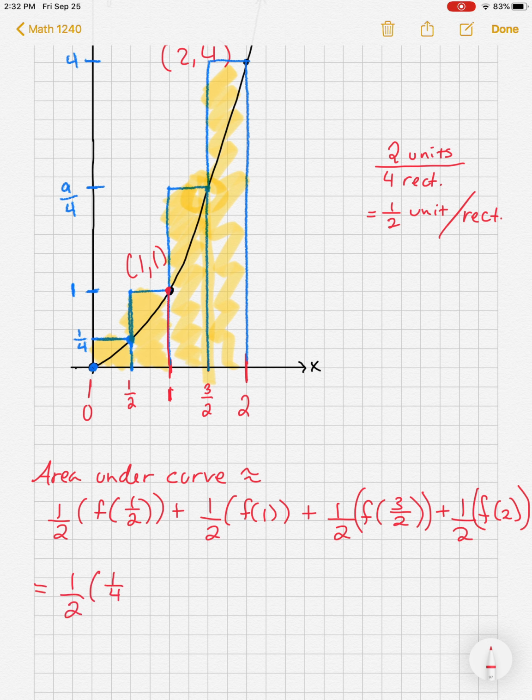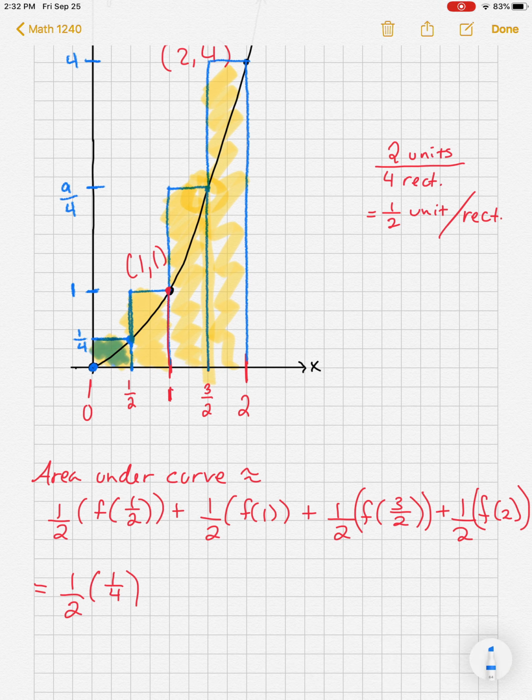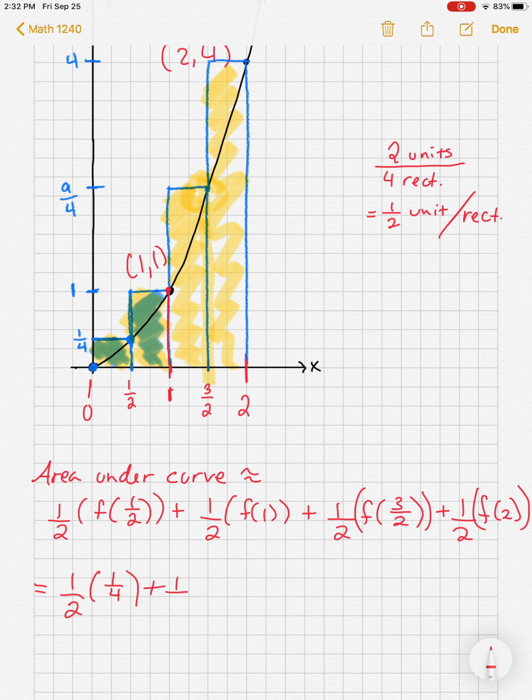F of a half was a quarter. That's looking at this rectangle, right? A half by a quarter. The next one's going to be a half by 1. Third one would be a half. What was f of 3/2? 9/4. And then the last one would be a half times f of 2 was 4.